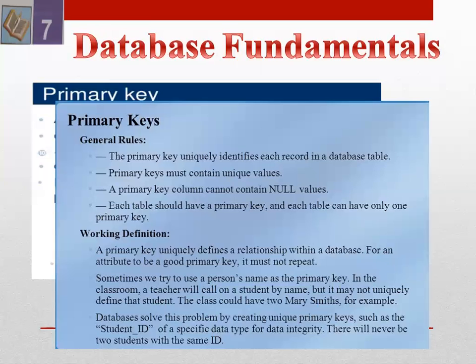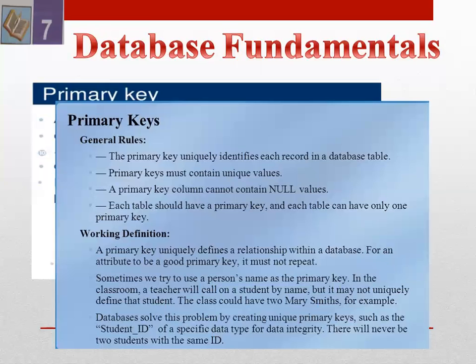For an attribute to be a good primary key, it must not repeat. Sometimes we try to use a person's name as the primary key. In the classroom, a teacher will call on a student by name, but it may not uniquely define that student. The class could have two Mary Smiths, for example. In a database, we solve this problem by creating unique primary keys such as the student ID of a specific data type for data integrity. There will never be two students with the same ID.